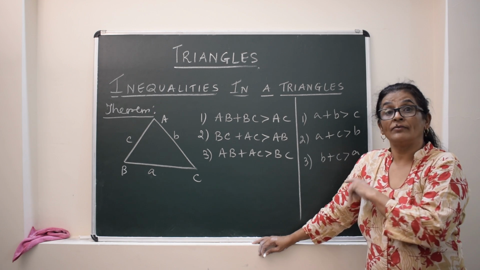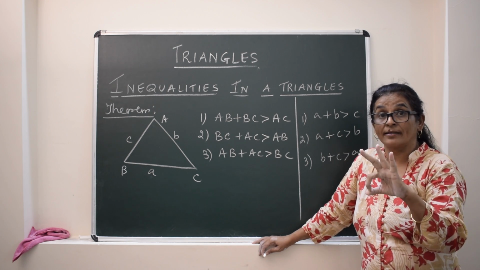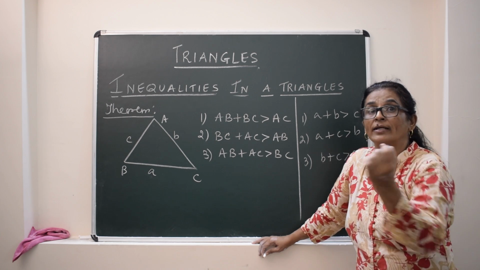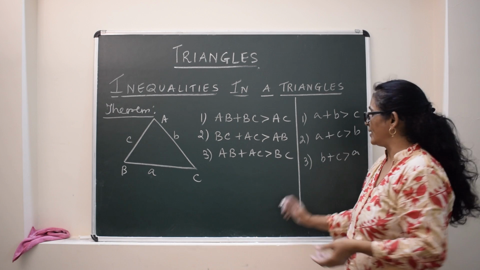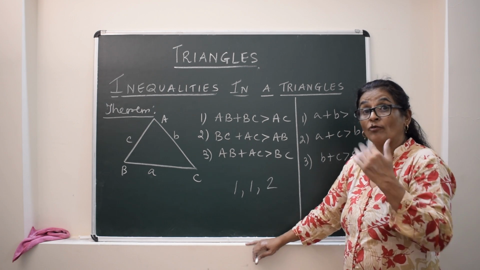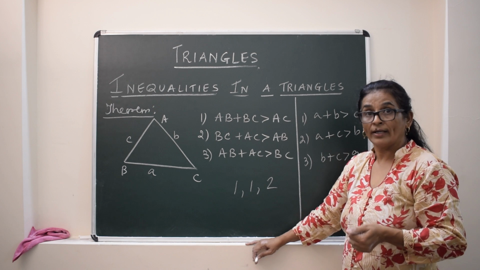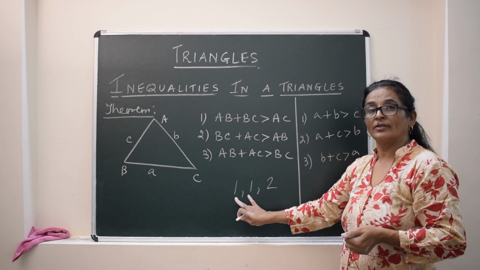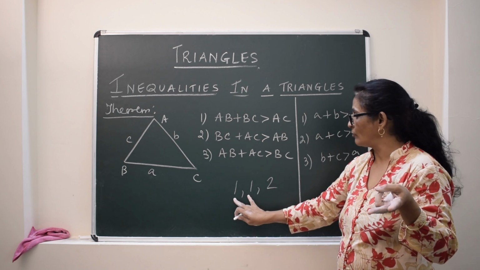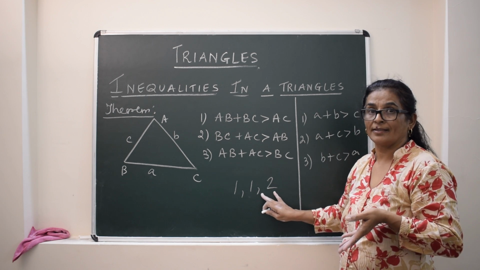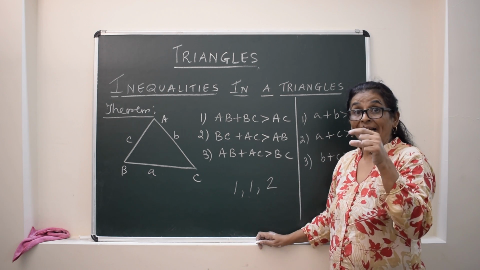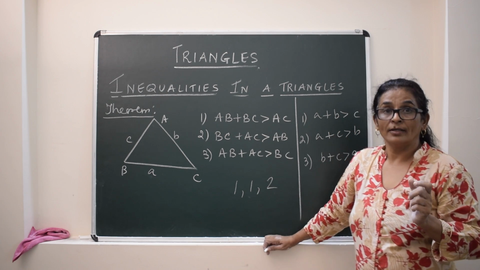By this property we can find if three sides are given or three lengths are given, whether they will form a triangle or not. If I simply say the sides of a triangle are 1, 1 and 2, will it form a triangle? No. Why? The sum of two sides of a triangle should be greater than the third side. Here the sum of two sides is equal to the third side. So these three lengths, means the line segments, cannot draw a triangle.